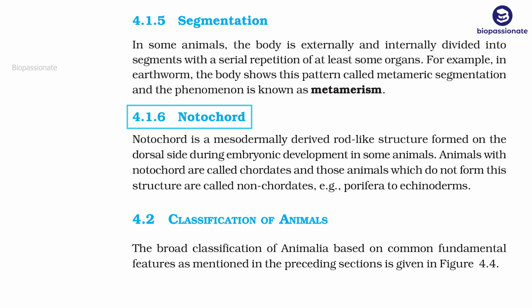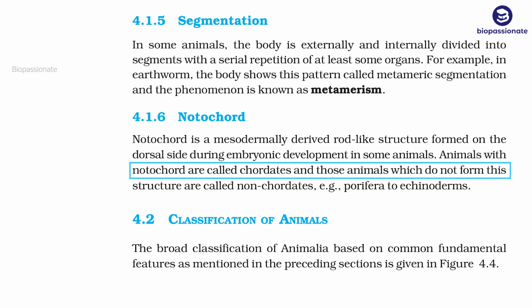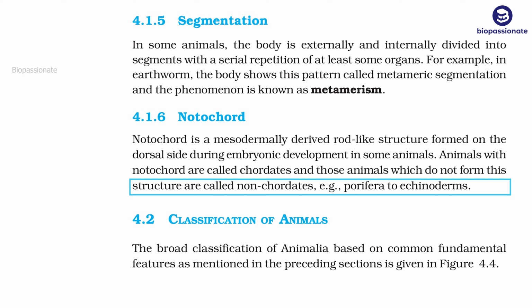4.1.6 Notochord. Notochord is a mesodermally derived rod-like structure formed on the dorsal side during embryonic development in some animals. Animals with notochord are called chordates, and those animals which do not form this structure are called non-chordates, for example, Porifera to echinoderms.